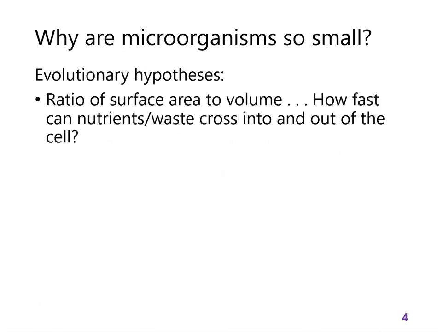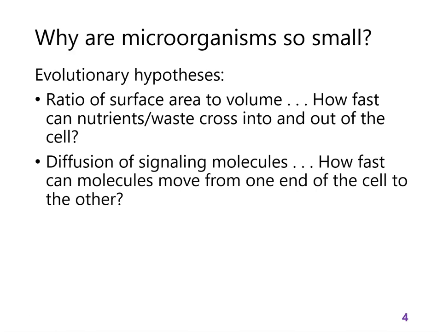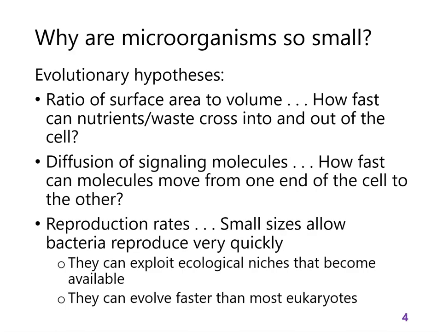So we have 3 different evolutionary hypotheses, and they don't disagree with each other. They could all be true, or none of them could be true. The first one is the ratio of surface area to volume, and I'll explain this in the next slide. Another is diffusion of signaling molecules, and I will again explain this in the next slide. The last one is reproduction rates.